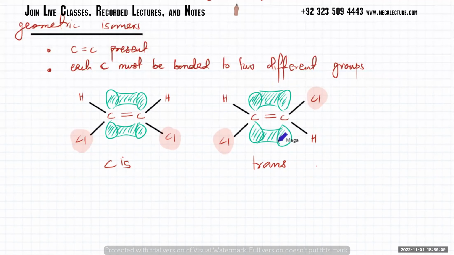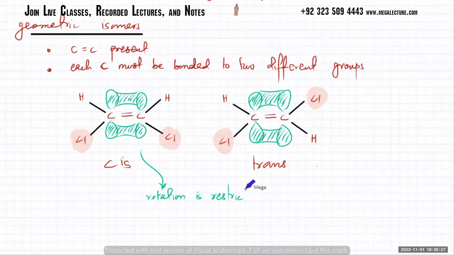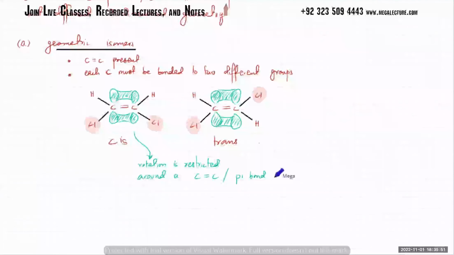Okay, so whenever you have a double bond, rotation is restricted. You can't twist a molecule around. So no rotation happens, or rotation is restricted around a double bond. तो pi bond. ठीक है, उसके अगर rotation is not possible. So that's what a geometric isomer is.